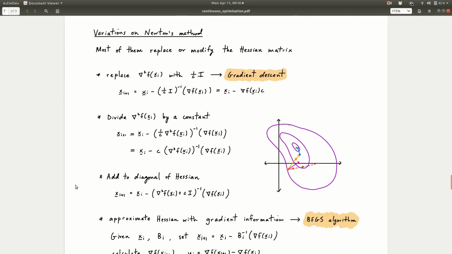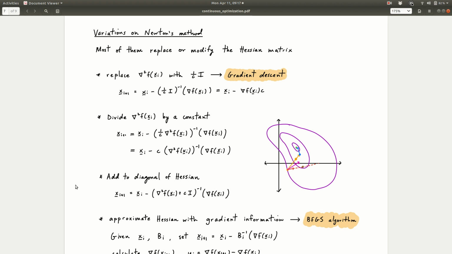All right, now there are an endless number of variations on Newton's method, and for various reasons, it could be helpful to replace or modify the Hessian matrix. So sometimes you may get a step direction that's just kind of wild. We actually saw that in one dimension with the starting value of 0 for the square root. We got a kind of wild infinite step direction. So obviously that's not the right thing to do.